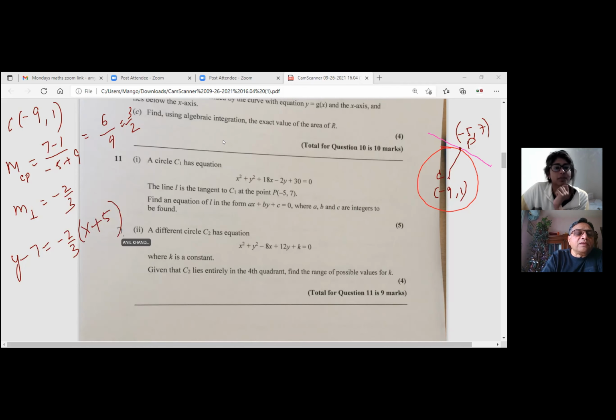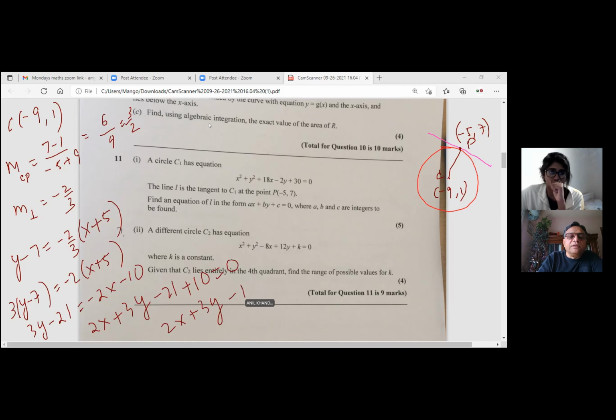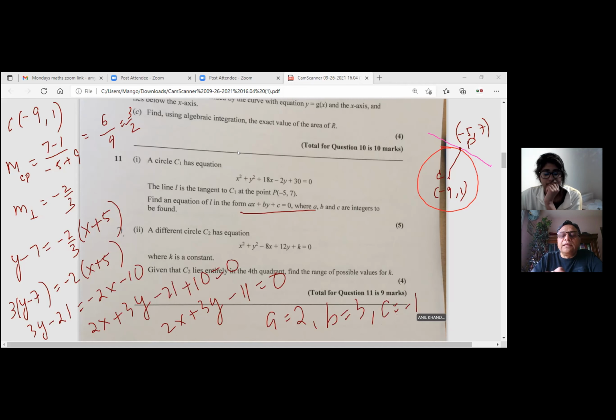That makes it plus 5. We can cross multiply. 3 times (y minus 7) equals -2 times (x plus 5). So we get 3y minus 21 equals -2x minus 10. Bringing all the terms together, writing it in standard form, we get 2x plus 3y minus 21 plus 10 equals 0, which is 2x plus 3y minus 11 equals 0. So we got the line equation in the standard form, where the value of a is 2, b is 3, and c is 11 with a negative sign.